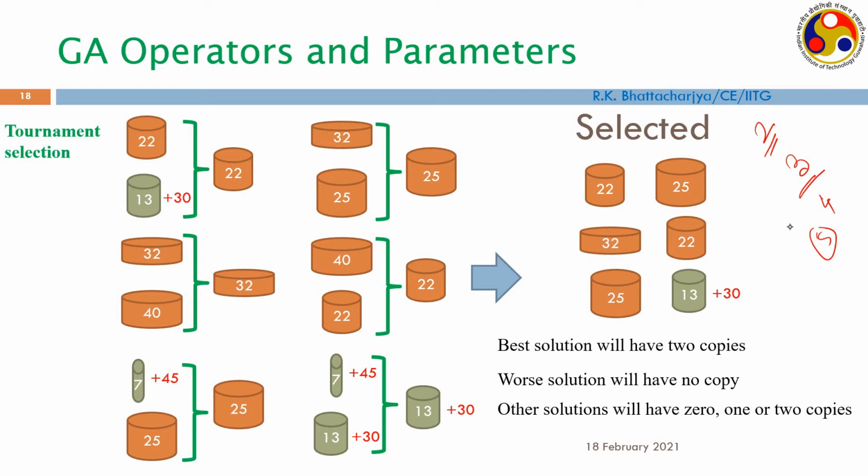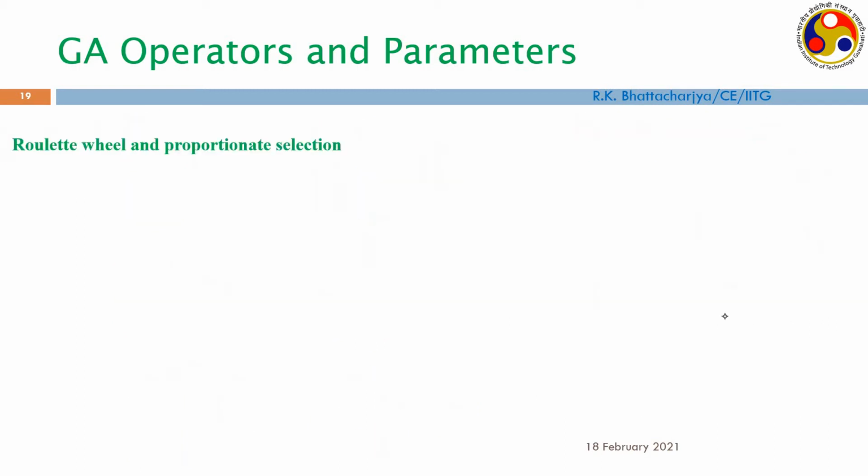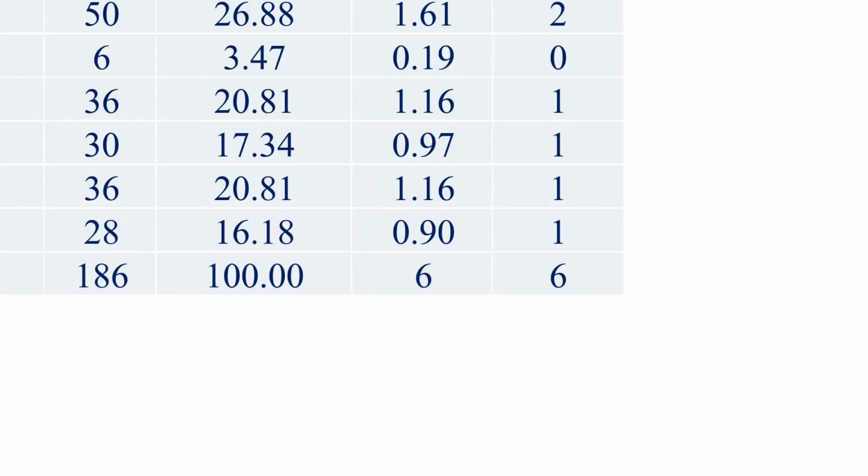Okay, so now let us go to the next selection operator. There is another selection operator, we call it roulette wheel. Okay, I will discuss roulette wheel and proportionate selection. These two are a little bit similar, so I will discuss them together. So let us go to the roulette wheel.